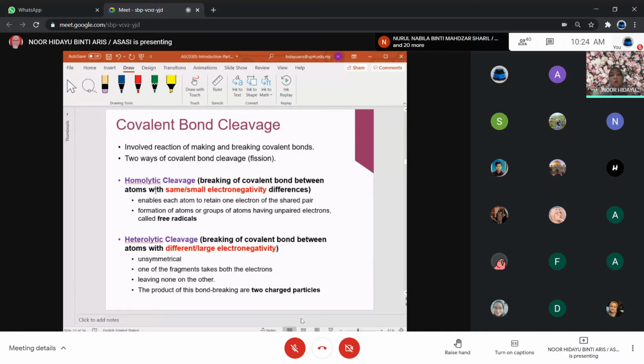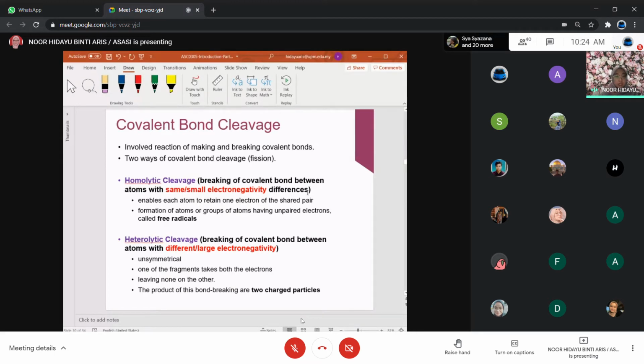The first one is homolytic cleavage and then the second one is heterolytic cleavage. Okay, what is the difference between these two? Kalau homolytic, homo maksudnya sama. So sama dari segi apa? Is the electronegativity. Okay, breaking of covalent bond between two atoms with same or small electronegativity.